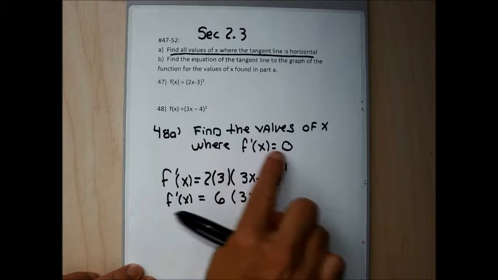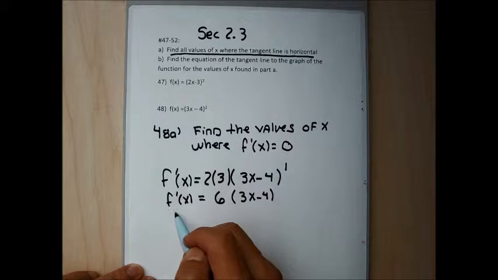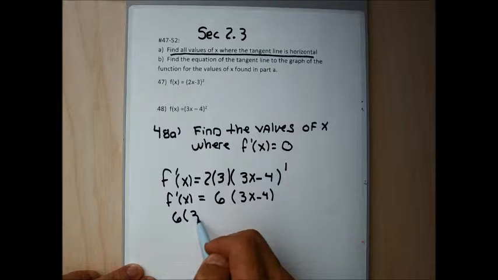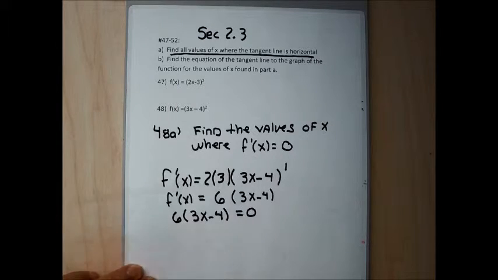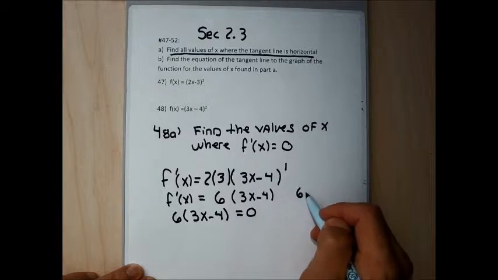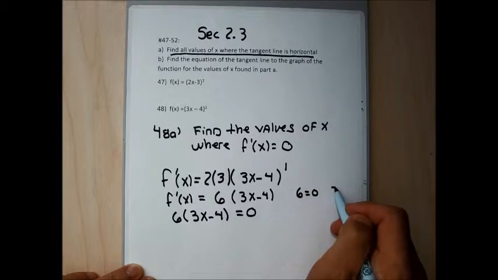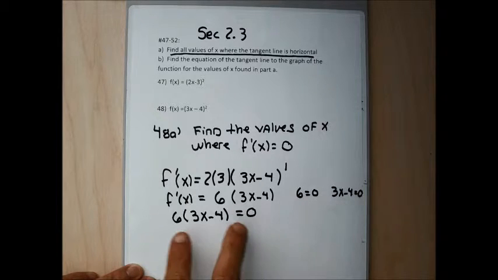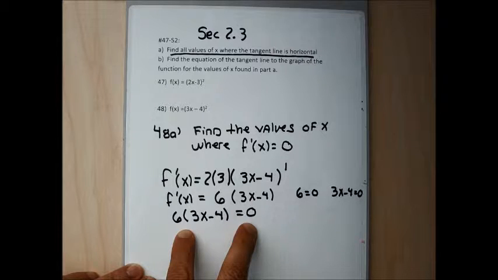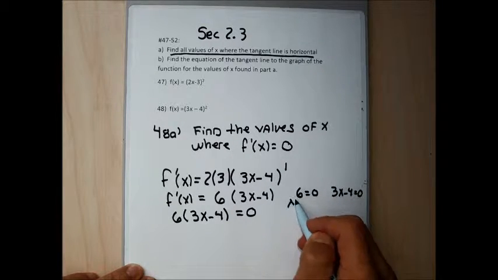I'm going to now set the derivative equal to 0 and solve for x to finish up part A. So the derivative is 6 times 3x minus 4. So this is both factored and set equal to 0. So I'm going to split each of the factors up, the 6 and the 3x minus 4, and set each one separately equal to 0, because when you have something that's factored and set equal to 0, you split the factors up and set each one equal to 0 to get the values that you need to have. The 6 equal to 0 doesn't have a solution because there's not an x.